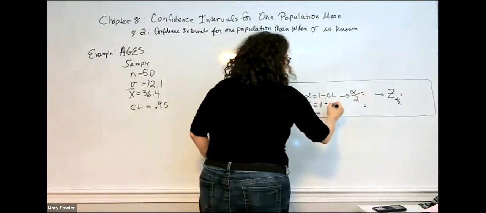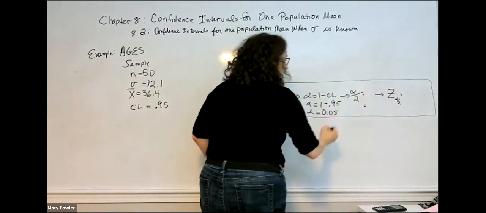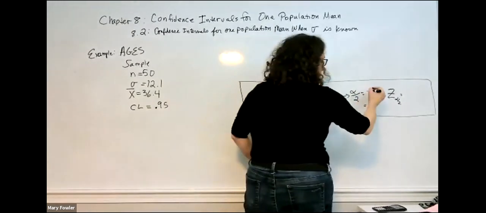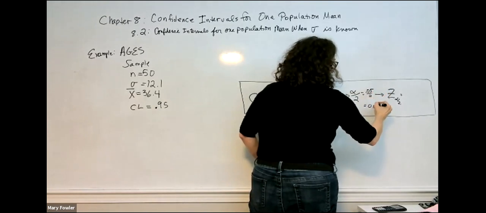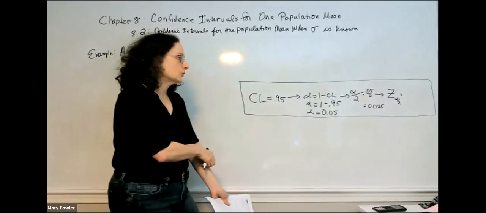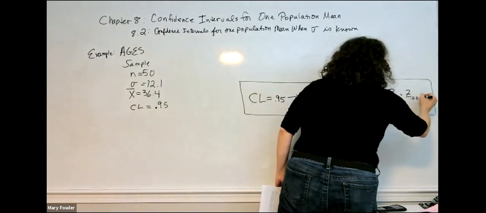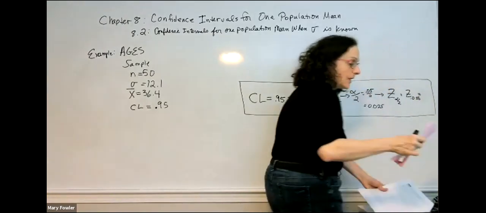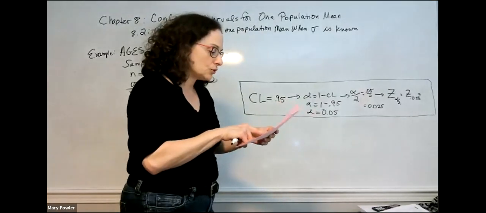1 minus the confidence level is 1 minus 0.95, 0.05. All right, so just pushing it through our little box, alpha over 2 is 0.05 over 2, 0.025, right? And z sub alpha over 2, we're looking for z sub 0.025. So go into the table, please, and do an indirect lookup here on 0.025.